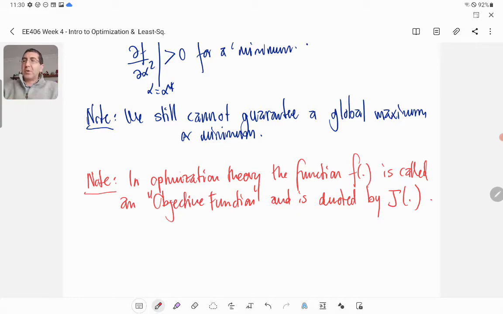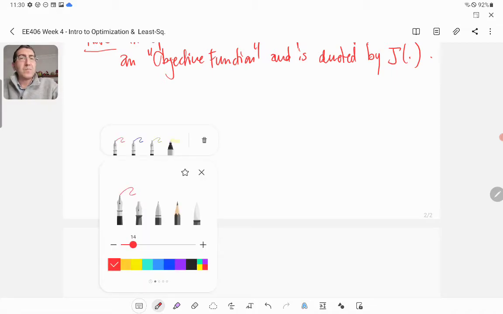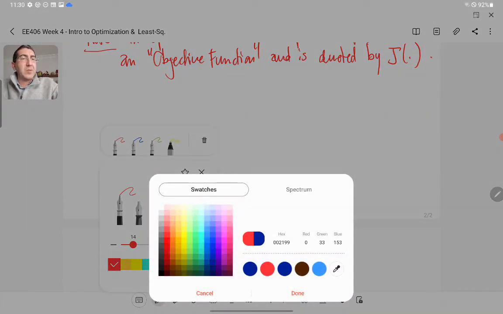All right. So let's generalize this, and let's also generalize the necessary conditions. So let's consider the multivariable case.